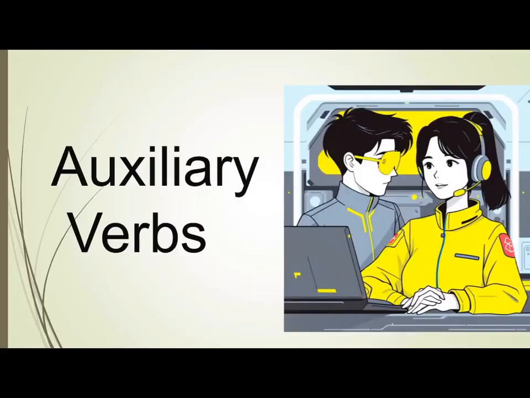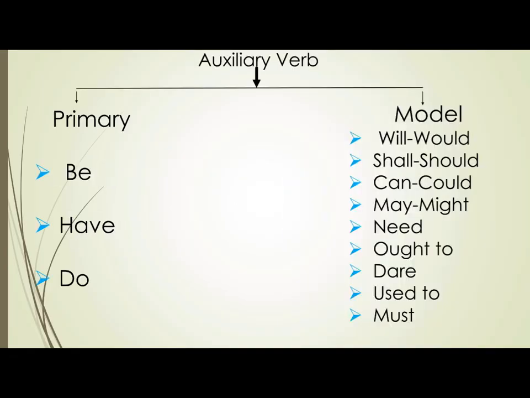Now, let us know what is an auxiliary verb. These auxiliary verbs are divided into two types, primary and modal. In the primary verbs, we have be forms, have forms, and do forms. Now, we'll know about modal verbs.